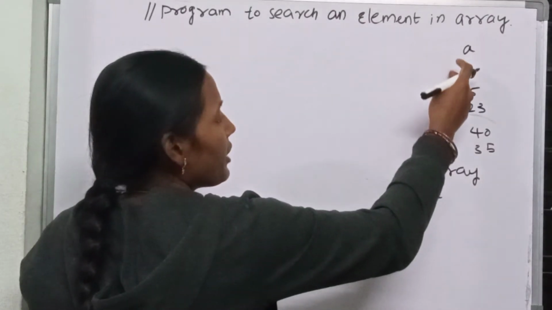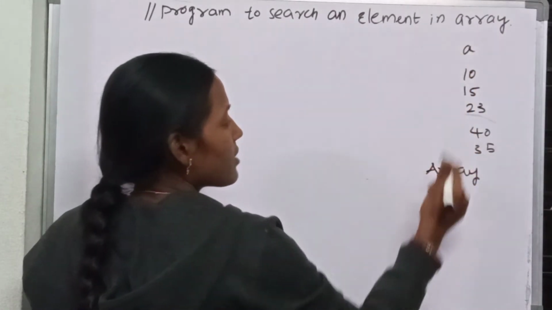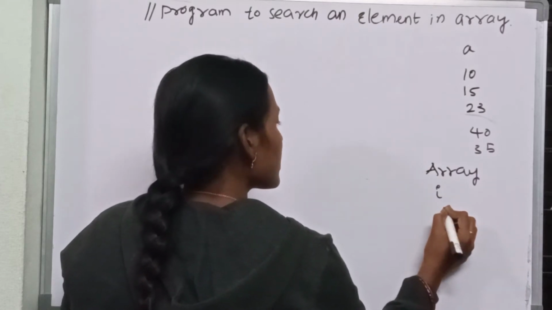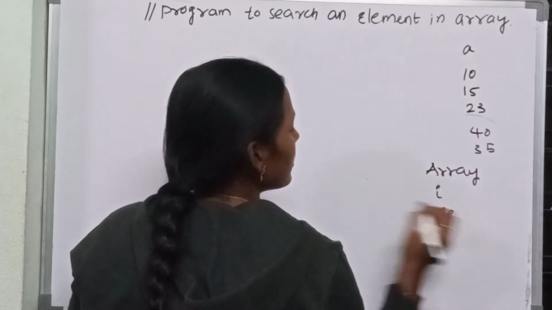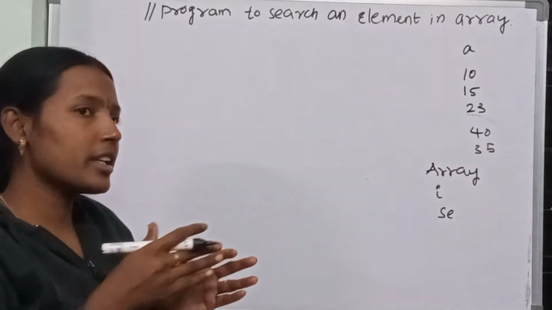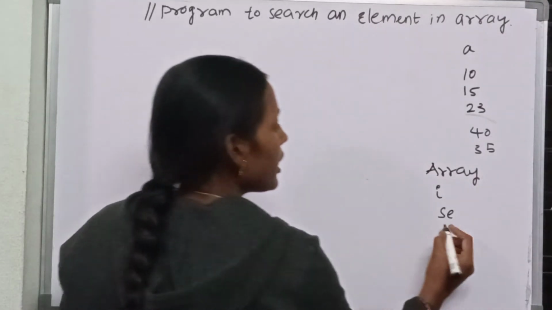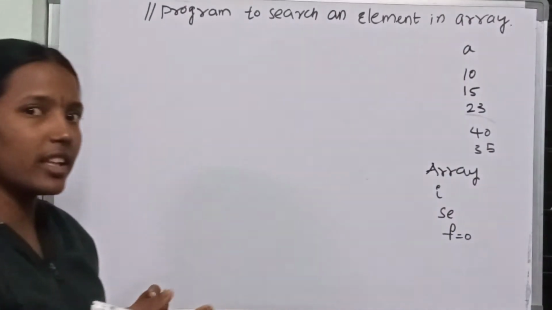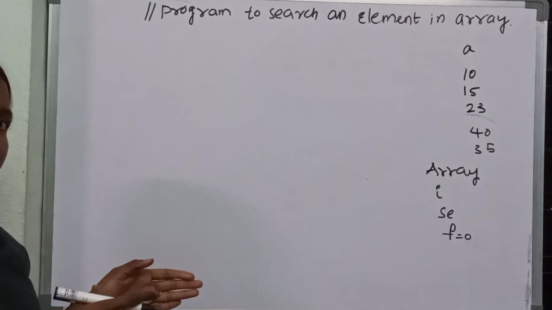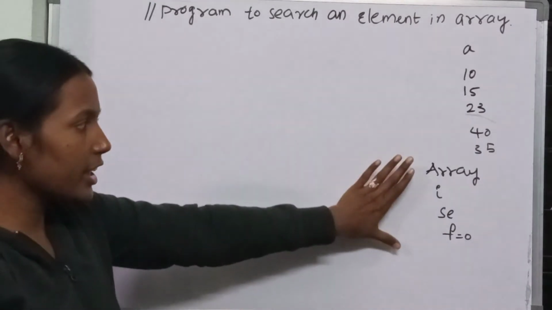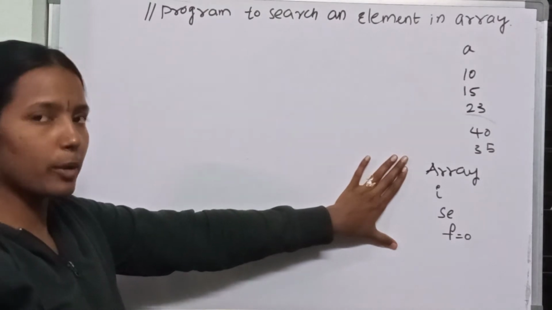So what are we doing? Comparing. In order to check, we need an element to search, so I am taking a variable se to search. And to know whether the element is found or not, I am taking f as 0 initially. If my f becomes 1, I say that my element is found. Otherwise my element is not found. So these are the inputs we require in my program.